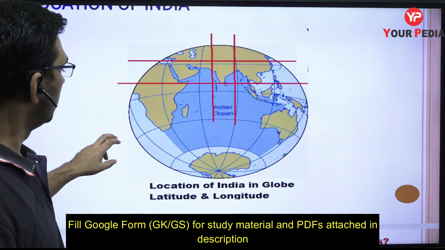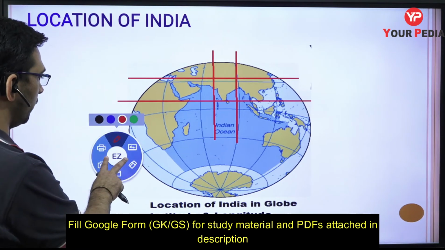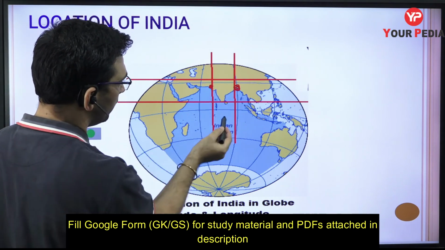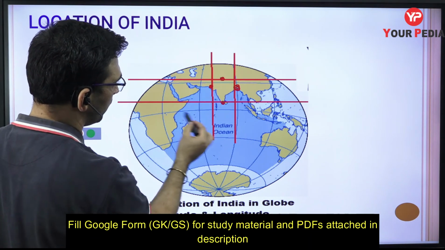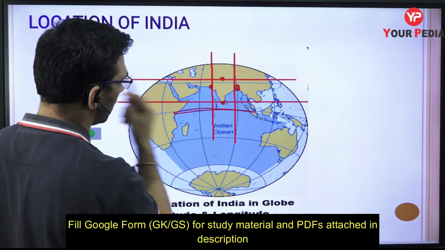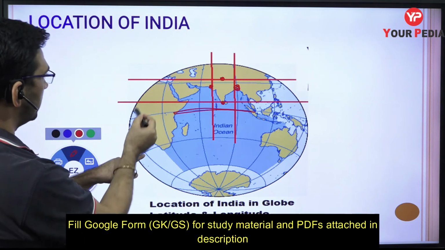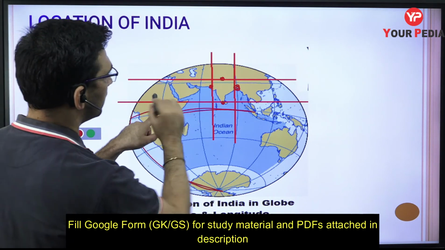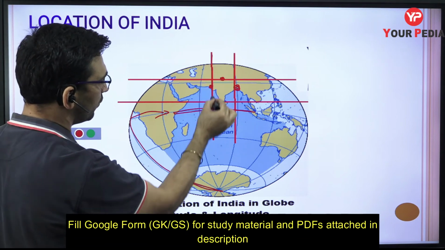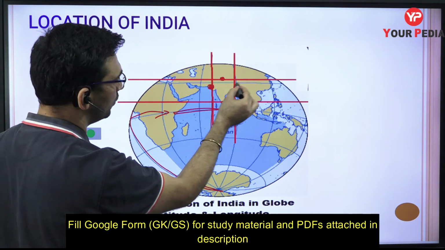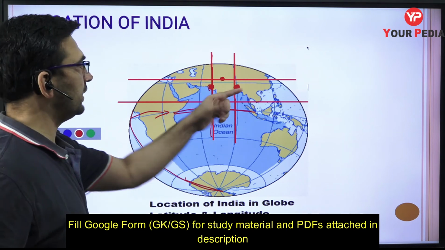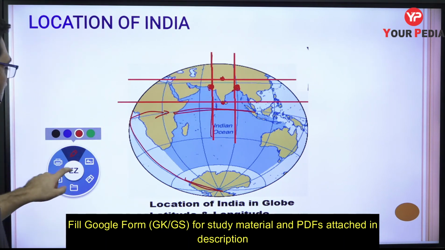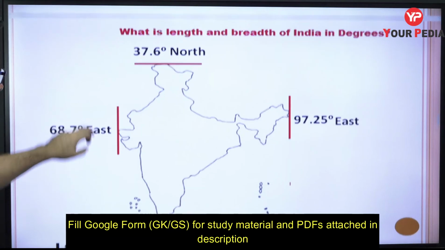Latitudinally, where is India located? We want to know from which longitude to which longitude, and from which latitude to which latitude. This is the equator, so obviously it is entirely in the north. And since this is the prime meridian, it is going to be entirely in the east. So from what location on the east to what location on the east? What is this extent in terms of longitudes, and in terms of latitudes? That position is shown to you over here.